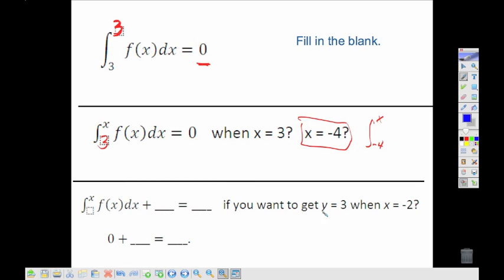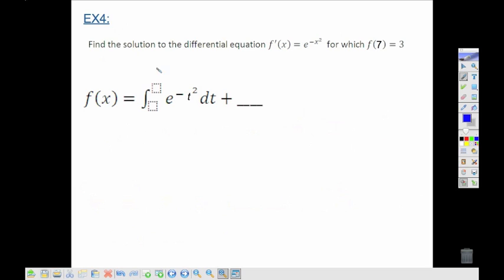This one down below, we want to get y equals 3 when x equals negative 2. So we'll be looking at this when x is negative 2. That'll force this first part here to be 0. I want y to be equal to 3, so all I have to do is add 3. Okay, so again, this first part is integral. If I'm going to negative 2 when x is negative 2, that'll give me 0. I add 3 to that so that I get the y value I want.